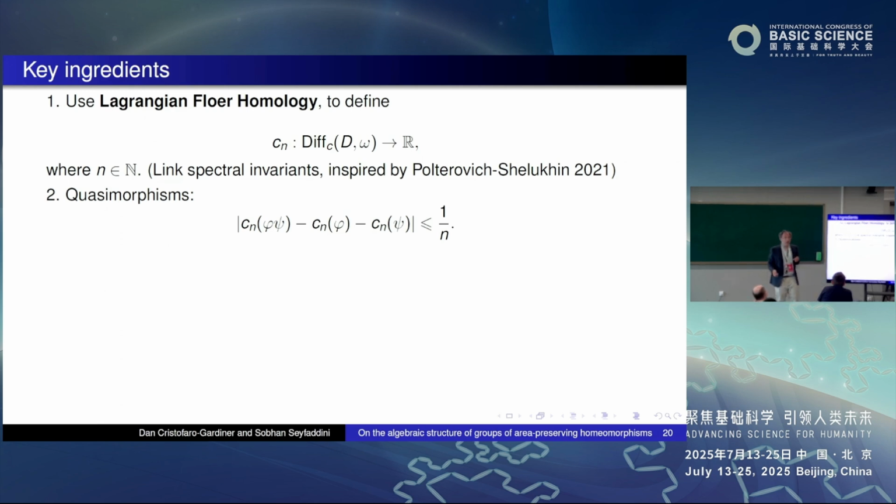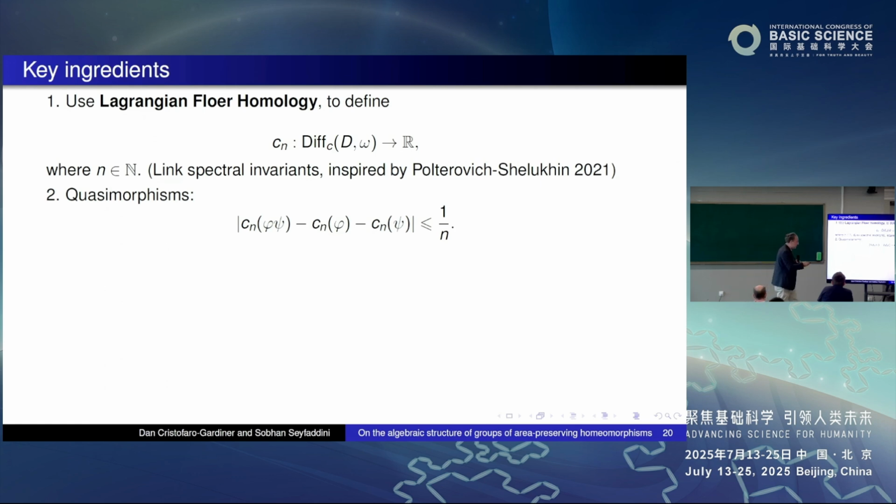So what's a quasimorphism? Well, you can imagine that if these were a homomorphism, if I evaluated them on the product of two elements, it would just break as the sum, and in particular, this would just be 0. So it's not 0, but it's almost 0. It has a defect depending on n, and in fact, the defect is going to 0. So we have these spectral invariants.